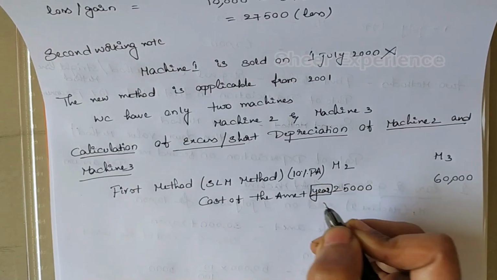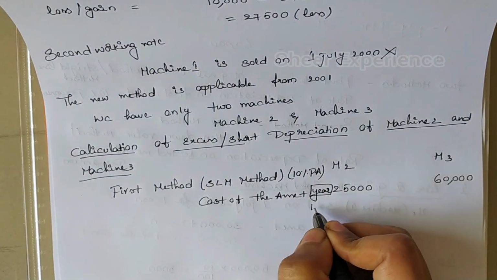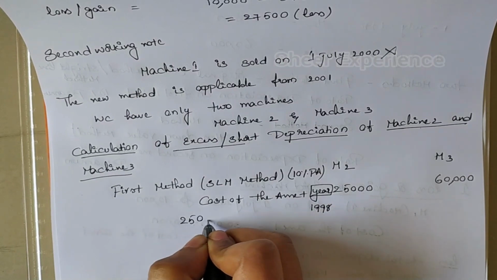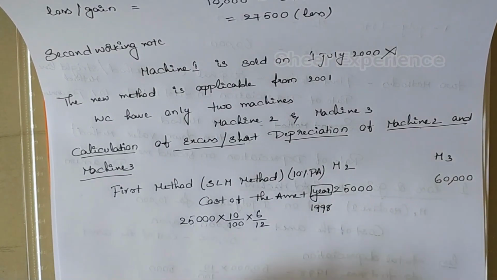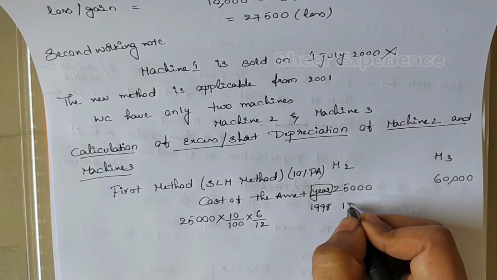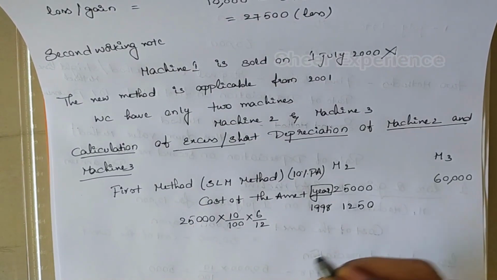Depreciation on Machine 2 for the year 1998 is 25,000 into 10 by 100 into 6 by 12. Here we are calculating depreciation for 6 months because the purchase date of Machine 2 is 1st July 1998. So the depreciation amount for Machine 2 for the year 1998 is 1,250.